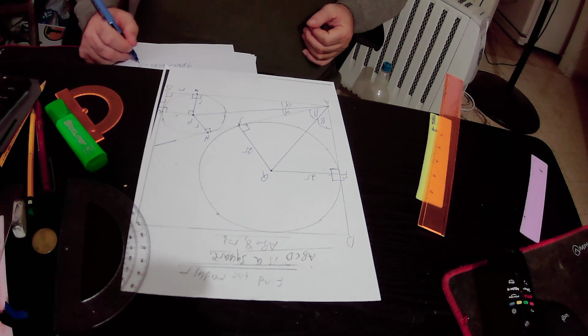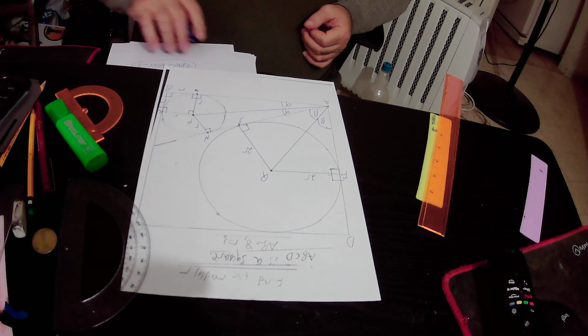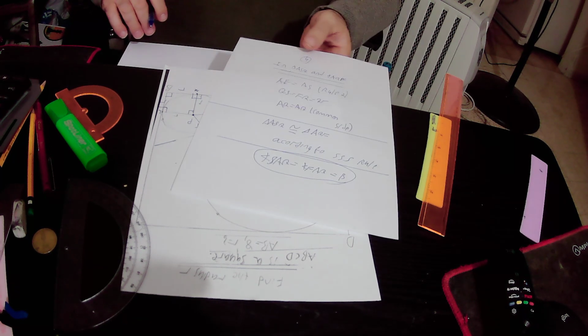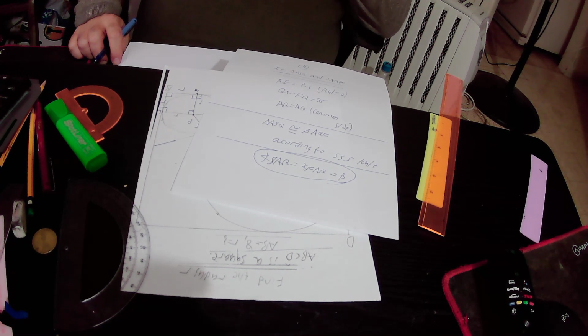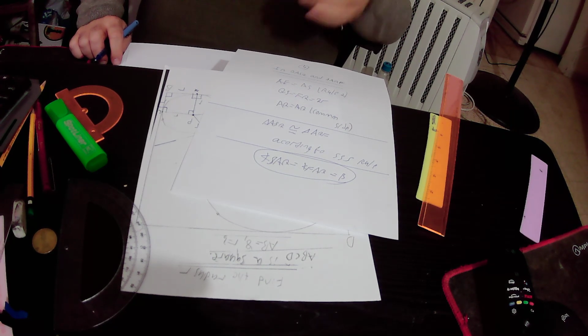So, I will repeat again. Angle SAQ equals angle FAQ according to the rule that corresponding angles in congruent triangles are equal to each other, and we define those two angles as beta, so they are both equal to beta.